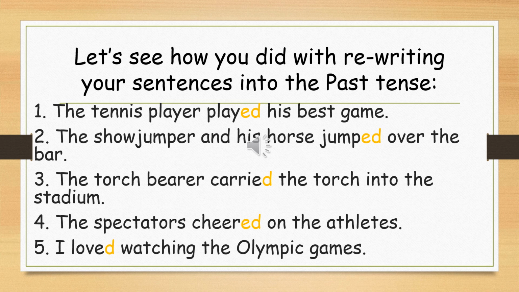Sentence number 1. The tennis player played his best game. So you had to change plays and make it played his best game. Number 2. The show jumper and his horse jumped over the bar. So instead of jump, we changed it to jumped to make it past tense.